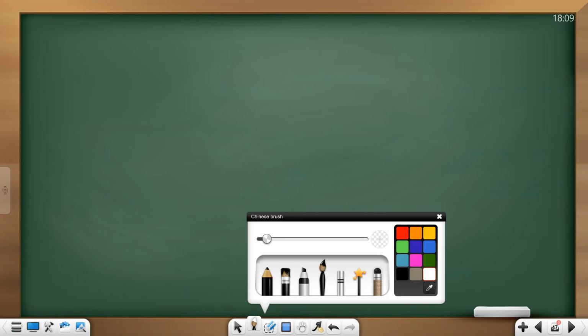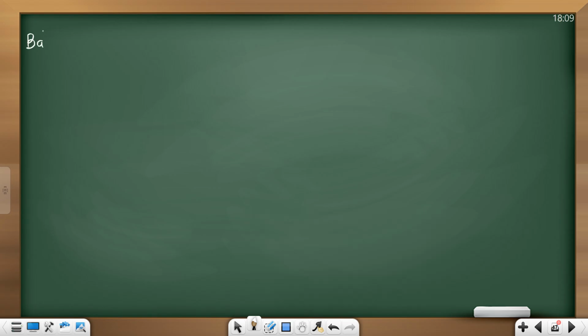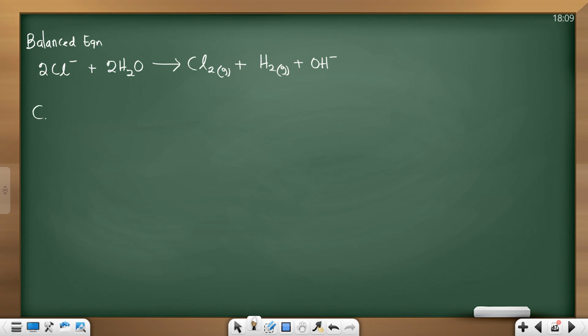Okay. Give me the balanced equation now. What will it be? 2Cl minus plus 2H2O to give us what? Cl2, which is a gas, plus hydrogen gas, plus hydroxide what? Ions. Okay. Why is this cell important? The answer is here. First, Cl2 gas used in water purification.